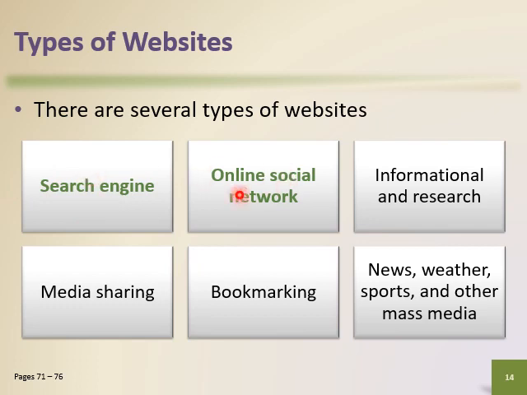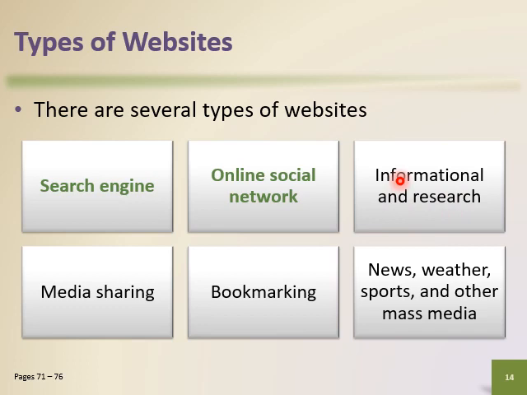Okay, so the next type of website is the online social network. We are all familiar with online social networks. Your Facebook and your Instagram, these are online social networks. Then we have informational and research websites, which contain factual information.